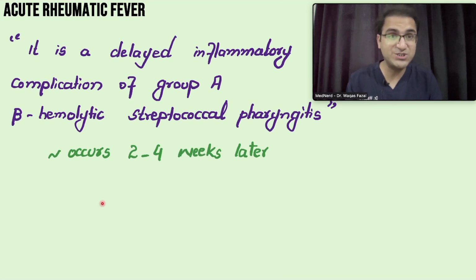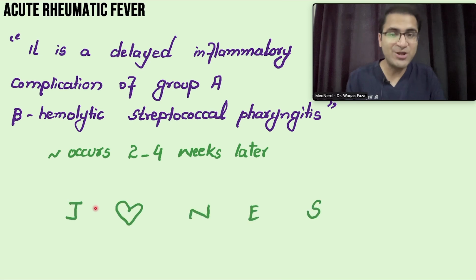The clinical manifestations that develop 2 to 4 weeks later can be memorized with the simple mnemonic JONES. J for joints, O for myocarditis, O can be remembered as heart, N for nodules, E for erythema marginatum, the rash that the patient develops, and S for Sydenham chorea. We are going to discuss each one of these in detail.